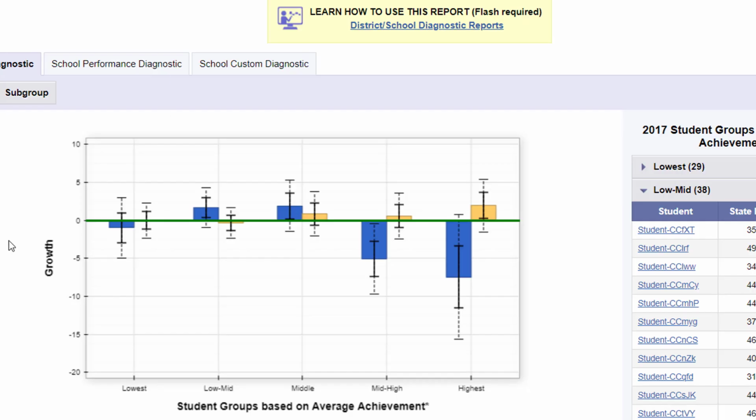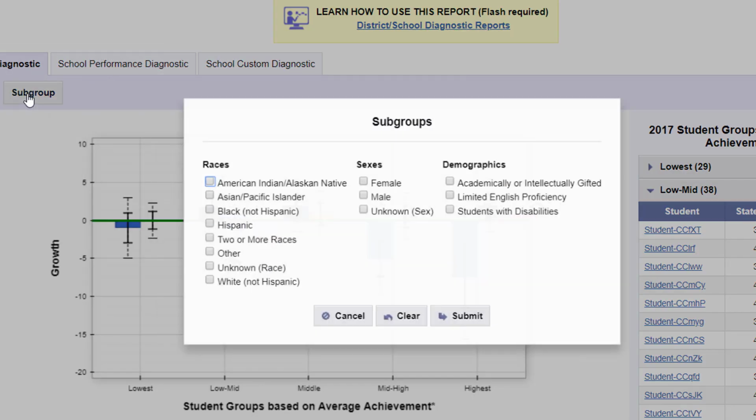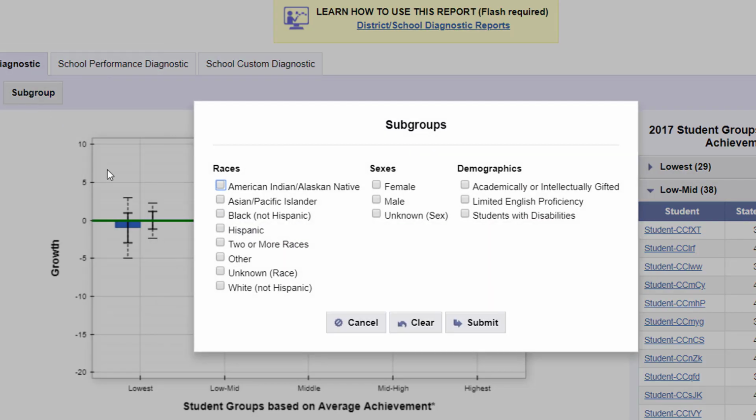Now I want to say, okay, that's all my students. Let me see if I did better with one particular group of students versus another. So I can click on my subgroup tab. When I click on that tab, I want to look and see, well, how did my African American subgroup do? So I'm going to click on the black choice and hit submit.